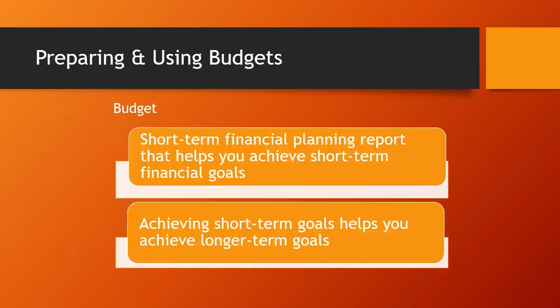Preparing and using budgets. So we've done an income and expense statement that looks at the past. We've done a balance sheet that looks at a snapshot in time. Budgets look at the future. It's a short-term financial planning report that helps you achieve short-term financial goals. Achieving short-term goals helps you achieve longer-term goals and helps you keep on track. And that's why we want to do a budget. One of the reasons why, at least.